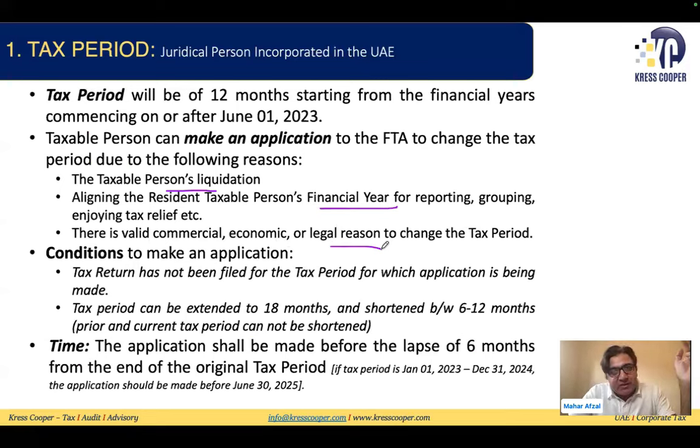And within 6 months from the end of the relevant tax period, you can apply to change your tax period. It all depends upon the authority; it might be approved, it might not be. But the conditions are that you have not submitted the return and you are making the application within 6 months from the end of the relevant tax period.